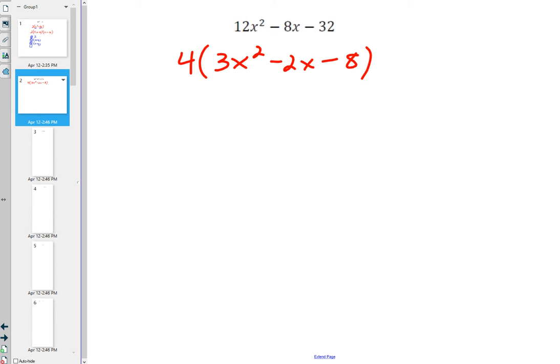So presently I have two factors, but I need to see if any of those factors can be factored any further. The heavy bulk of factoring revolves around this. Do you know how to factor quadratic trinomials, three terms? That's the big one. And even more so than that, the hardest ones, the ones that children struggle with the most, are the trinomials where we have a lead coefficient that's greater than 1. And I'll show you why.